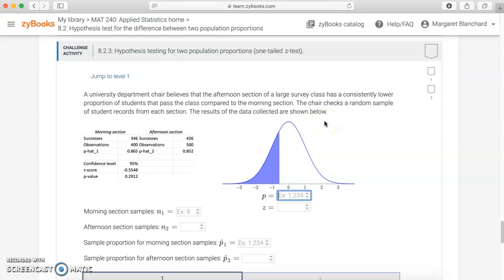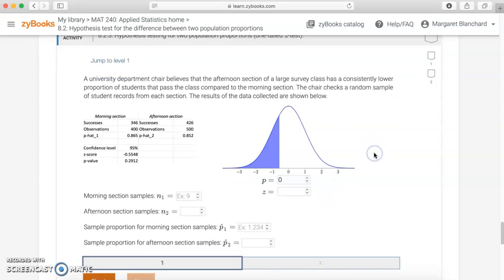Challenge activity 8.2.3, hypothesis testing for two population proportions, a one-tailed z-test. A university department chair believes that the afternoon section of a large survey class has a consistently lower proportion of students that pass the class compared to the morning section. The chair checks a random sample of student records from each section. The results of the data collected are shown below.